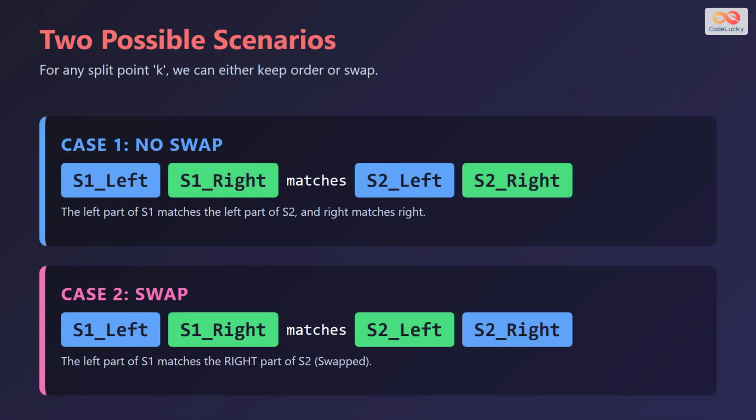When we split string 1 into a left and right part, we compare it against string 2. There are only two ways they can match. Case 1. No swap occurred, so the left part of string 1 matches the left part of string 2. Case 2. A swap occurred, so the left part of string 1 matches the right part of string 2.